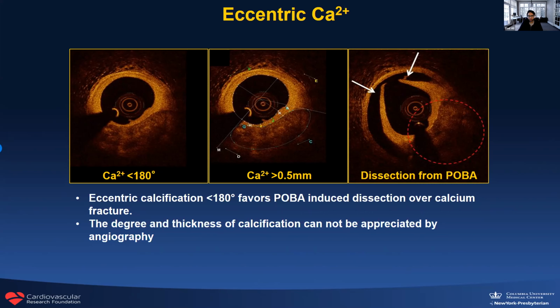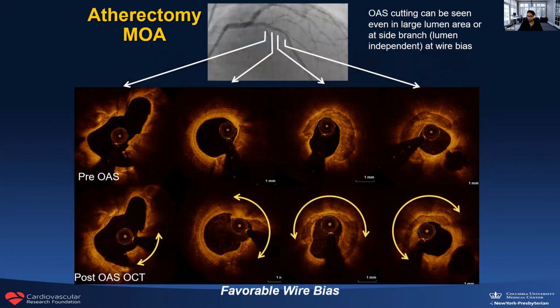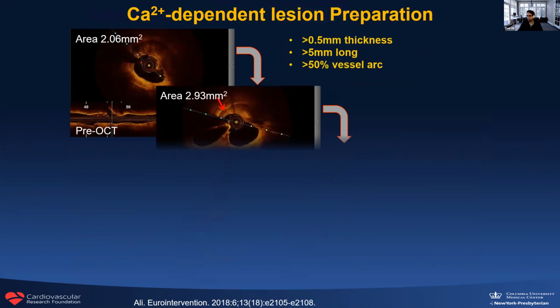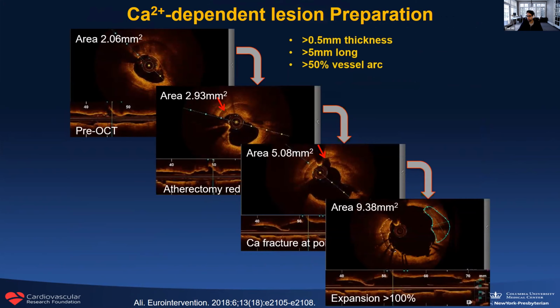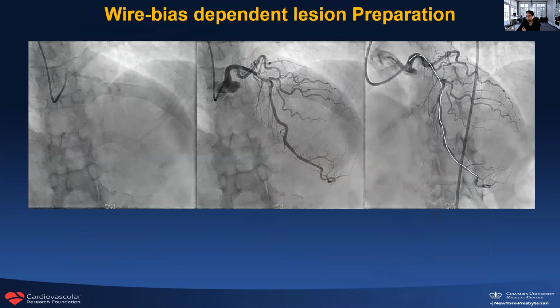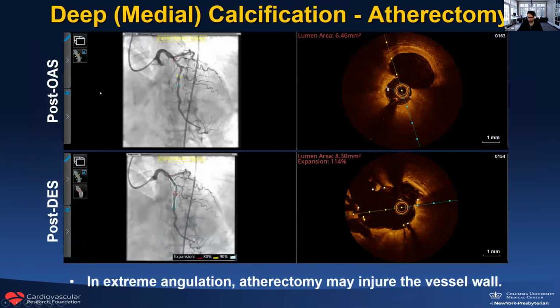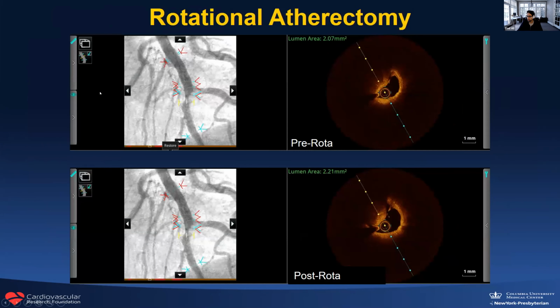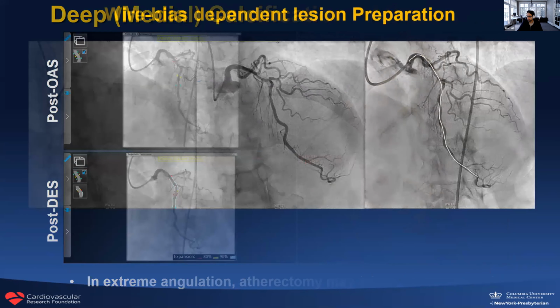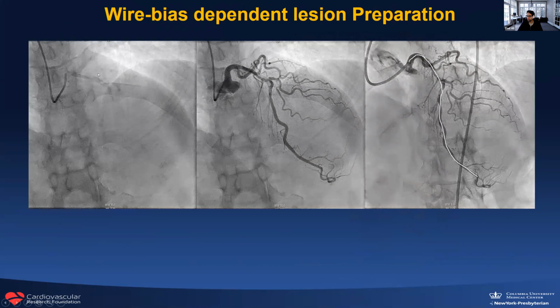Now, it's important to understand wire-biased lesion preparation. Here, for example, you can see calcium fracture being performed. Now, here's this wire bias dependent lesion preparation that I wanted to talk to you about. You can see the tram tracking of calcification on this angiogram in front of you.